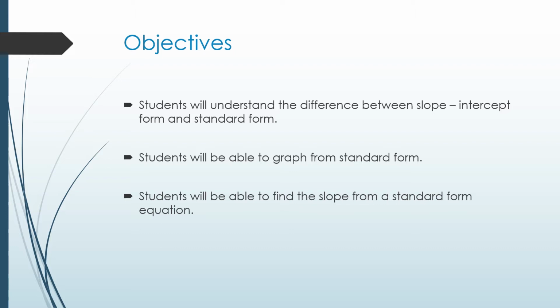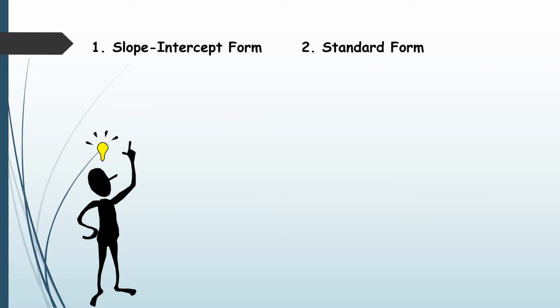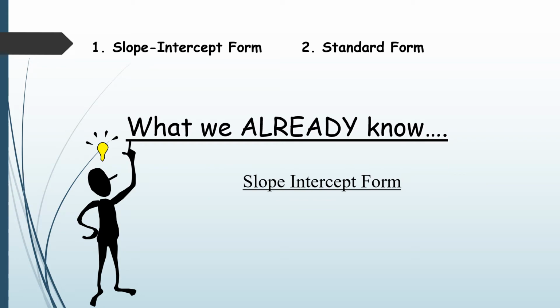So hopefully after this lesson, you are able to understand the difference between slope-intercept form that we've been working with and a standard form equation. You've already seen the standard form a little bit, but I'm giving you some more information here on standard form. And then hopefully you'll be able to graph from standard form, and find the slope from standard form.